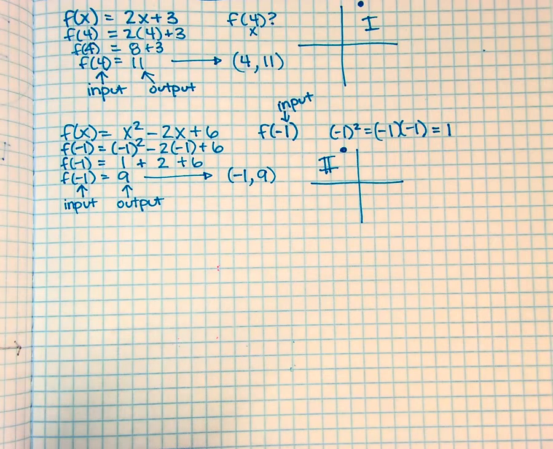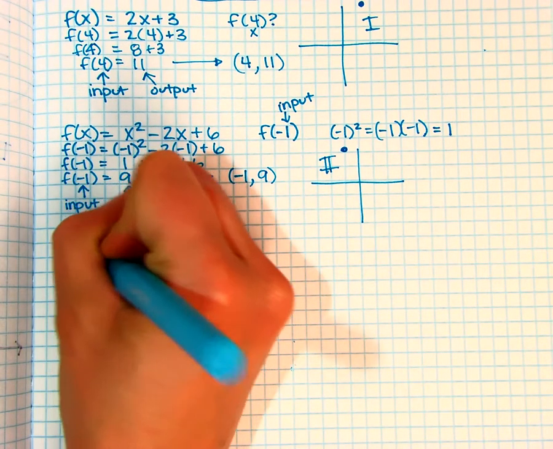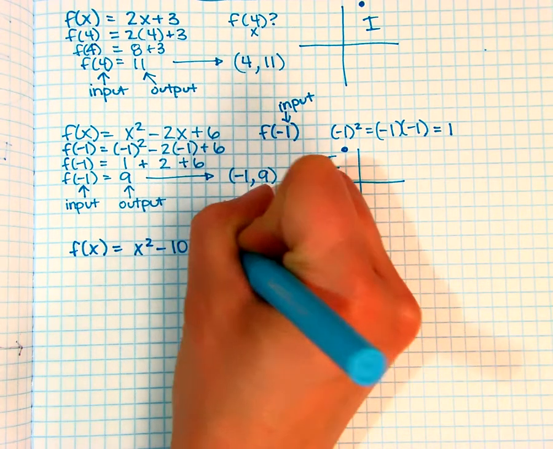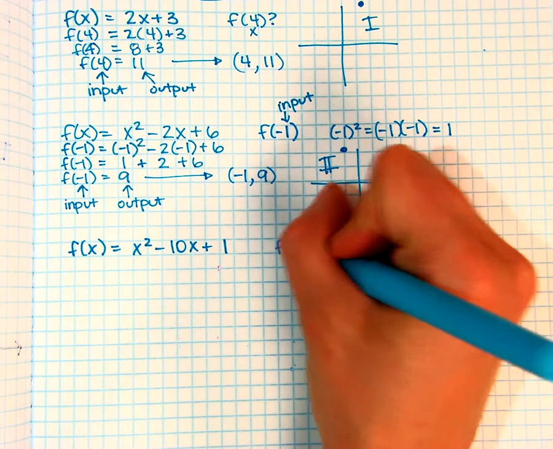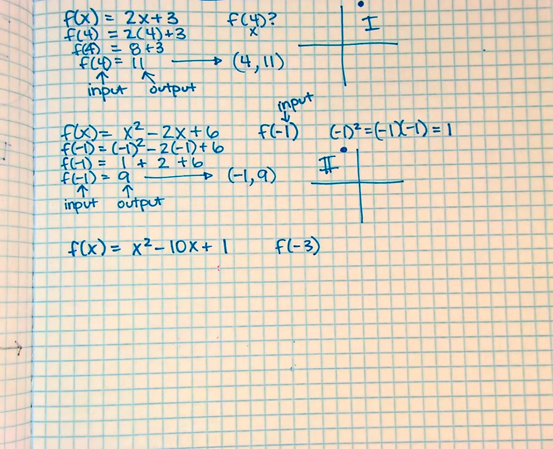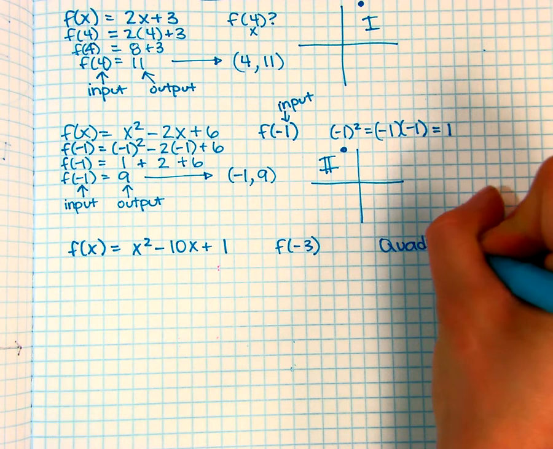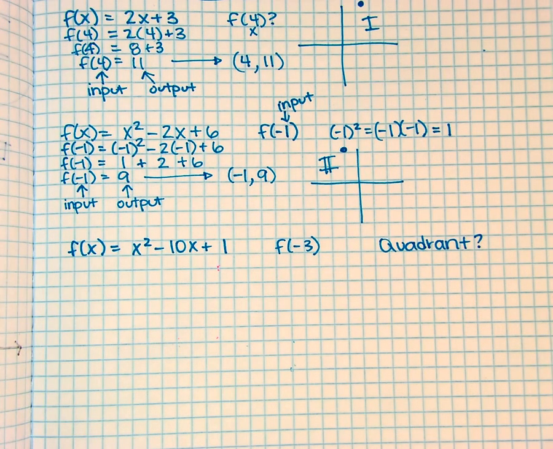Okay, so I want you to actually go ahead and try this one. I want you to evaluate it at f of negative 3 and tell me what quadrant it is in. Is it in 1, 2, 3, or 4? You can show me after you've done it in class.